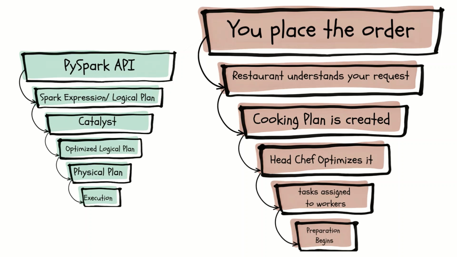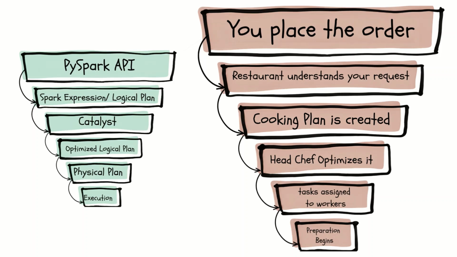Think of Spark as a huge restaurant kitchen. You are a customer. You give the restaurant an order. And the journey is roughly, you place the order, the restaurant understands what you ask for, it creates the cooking plan, the head chef optimizes the plan, the kitchen decides who does what, and food is actually prepared.